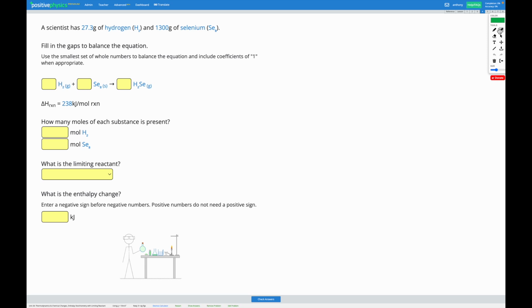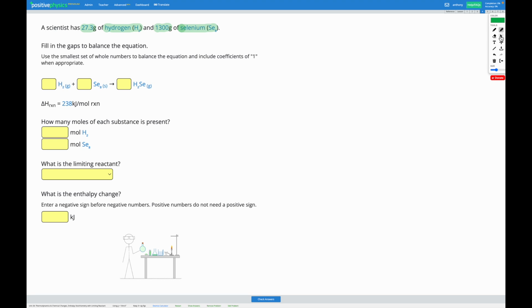In this question, a scientist has 27.3 grams of hydrogen, H2, and 1,300 grams of selenium, Se8. Our goal is to figure out which is the limiting reactant and what the enthalpy change of this reaction will be, given these amounts of reactants.